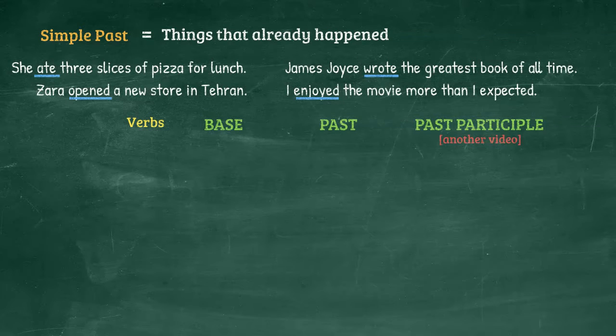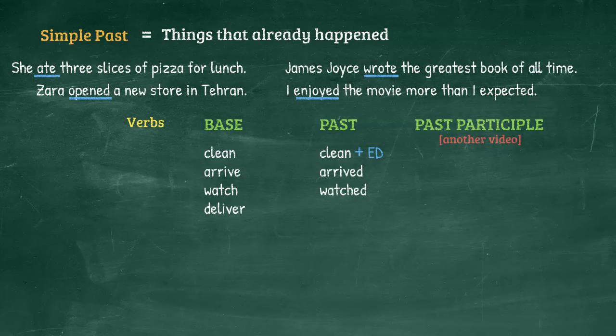Anyway, if we have a verb like clean, in its base form, it's just clean. In the past tense, we need to put an ed at the end of it, so it becomes cleaned. Same with arrive. All we need to do to use it in the past tense is put ed at the end, and it becomes arrived. Any verbs where we can add an ed at the end in order to make it into the past tense, we call them regular verbs.